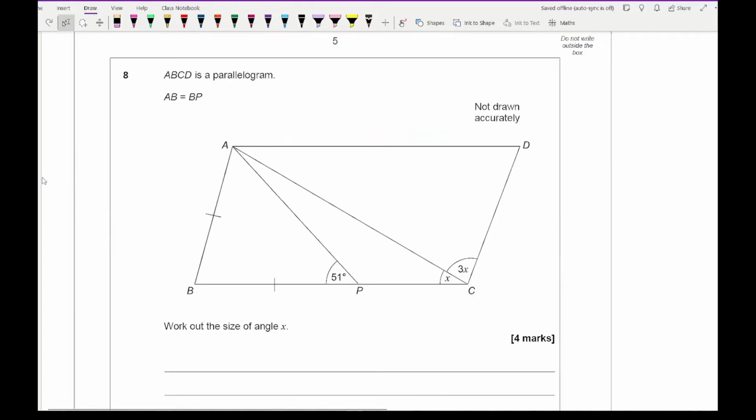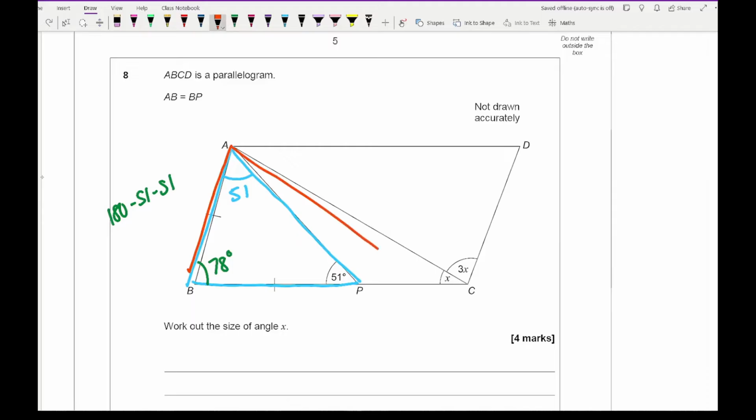Then looking at question 8, it says work out the angle x, and this is what we then need to do. Now with these questions, you need to remember that you are allowed to show your working out on the diagram. So looking at this triangle ABP, we can see that there is an isosceles triangle, which therefore means that this angle here is going to be 51, and this angle here is going to be 180 minus 51 minus 51, which gives us 78 degrees. Now from this, what we can then also spot is that with it being a parallelogram, with the diagonals, we've got two sets of parallel lines.